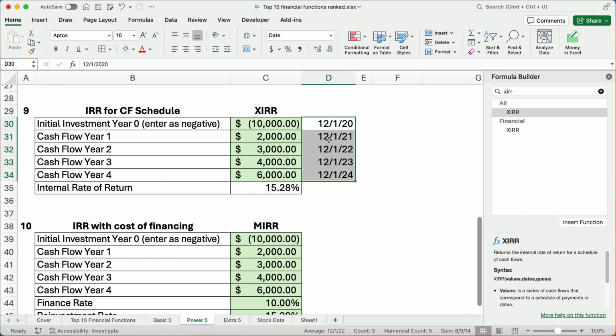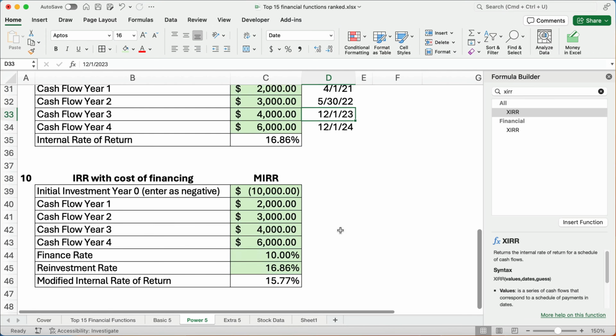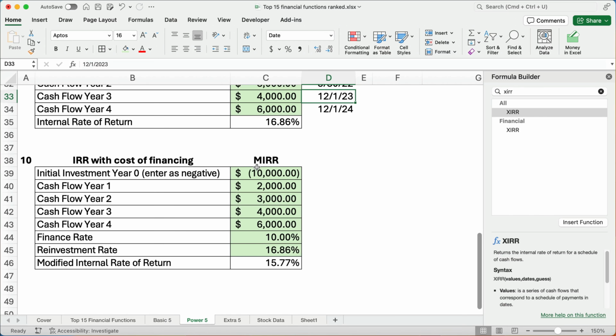dates. If we don't have equal dates, let's say we have 4/1/21 and 5/30/22, you see as the dates change, the internal rate of return changes. So therefore, this is an IRR based on different dates. Now the last one for this, for internal rate of return, is modified. And what it does, it calculates these numbers. It has a finance rate, it has a reinvestment rate.